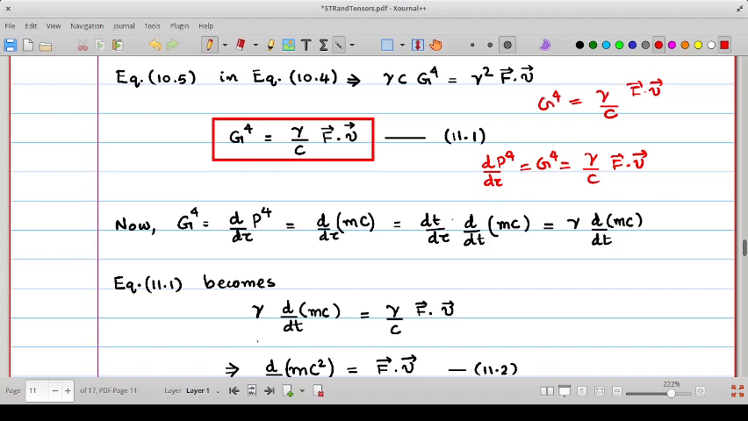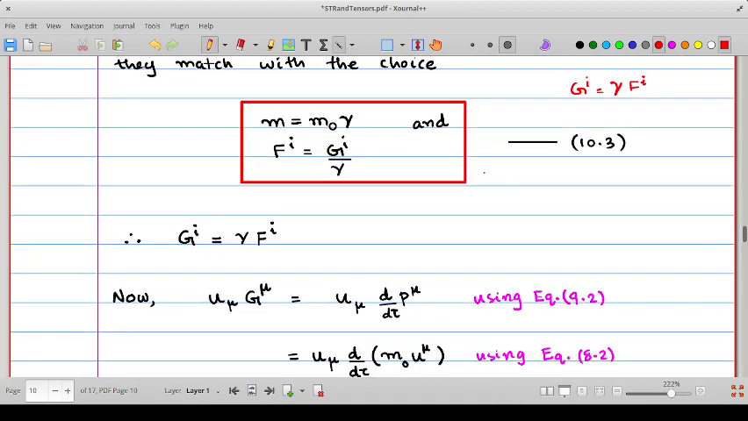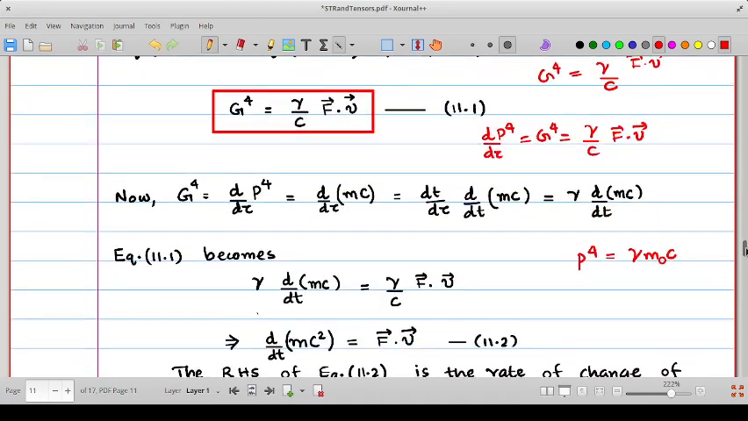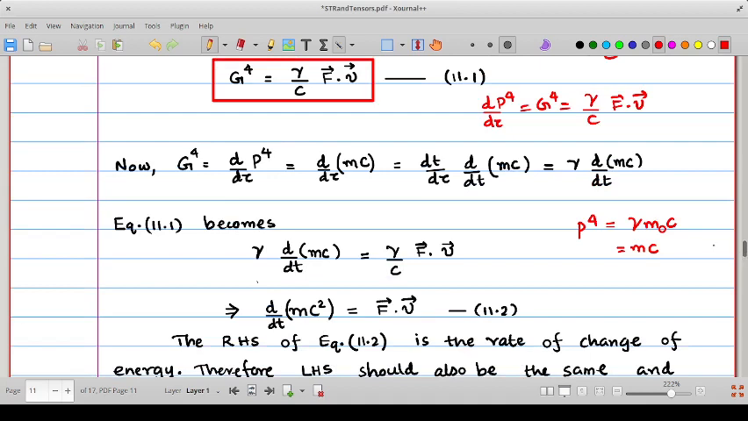Now, what is d by d tau of p4? So, p4 is gamma times m0c. Again, from the identification that we made earlier, m0 gamma should be equal to m, where m is the mass measured in that frame. So, this is equal to mc. So, d by d tau of p4 is d by d tau of mc.